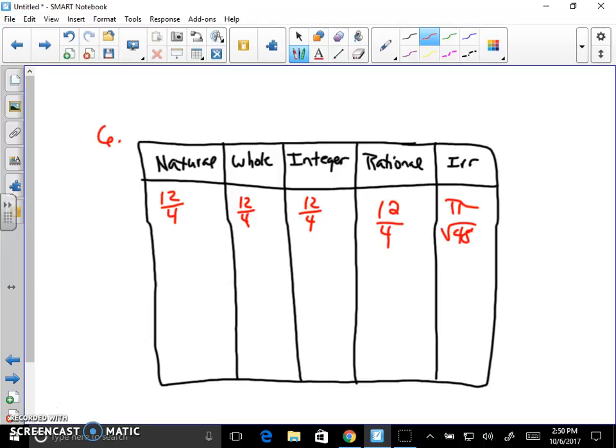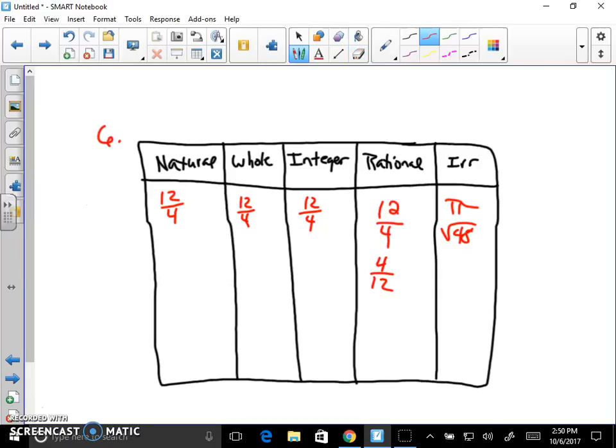All right, I've done 12/4, but not 4/12. Well, 4/12 is a fraction, so it automatically goes over here into rational numbers. And if I simplify it, I get 1/3, which, remember, natural numbers have those counting numbers. Then whole has a 0 in the counting numbers. Integers are positive and negative. There's no decimals, and there's no fractions in there, so it's only rational.